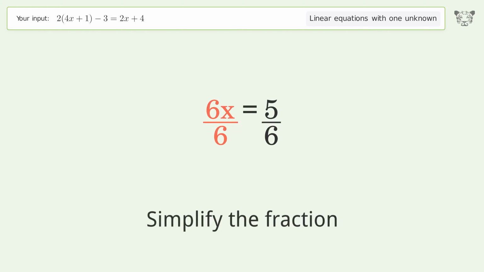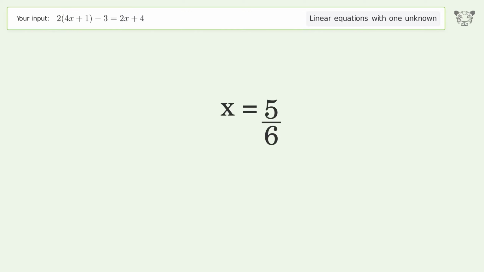Simplify the fraction. And so the final result is x equals 5/6.